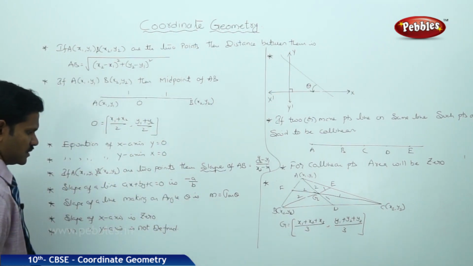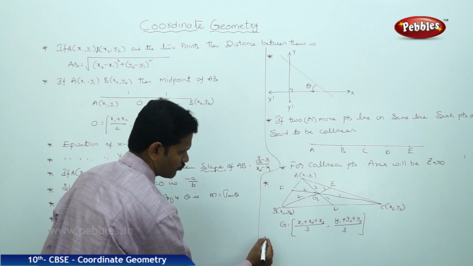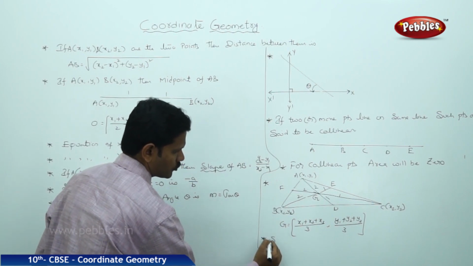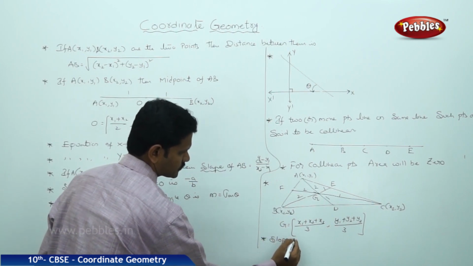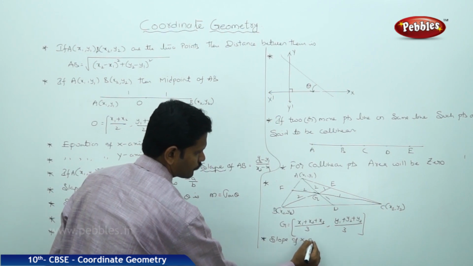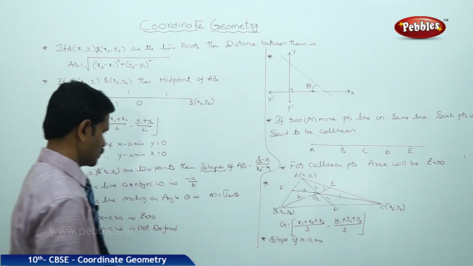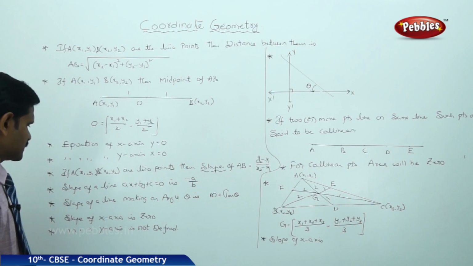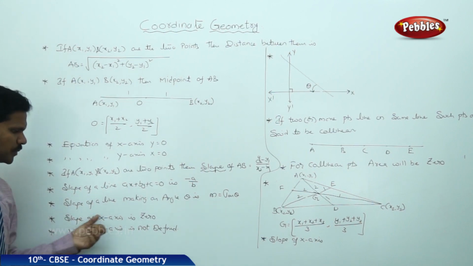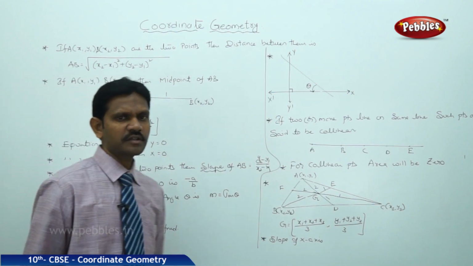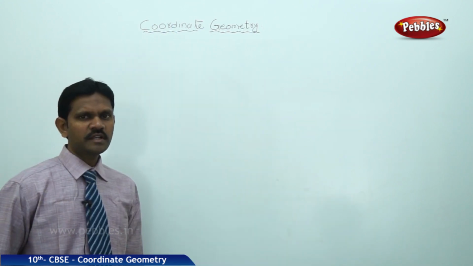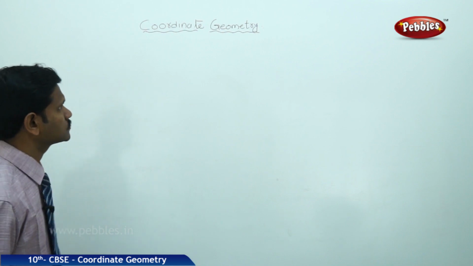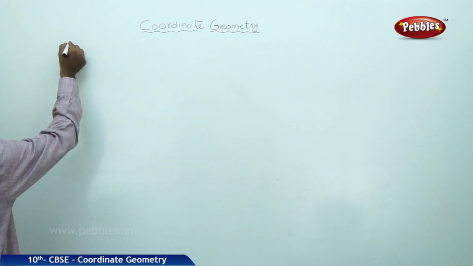Next key point: slope of the x-axis. Already we defined that the slope of the x-axis is 0 and the slope of the y-axis is not defined. Let us discuss the next topic, the section formula.